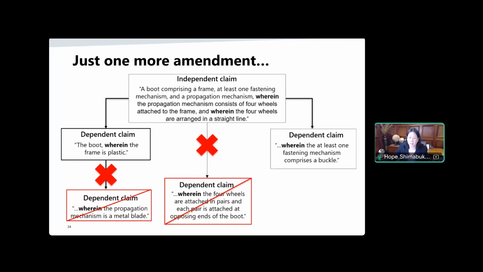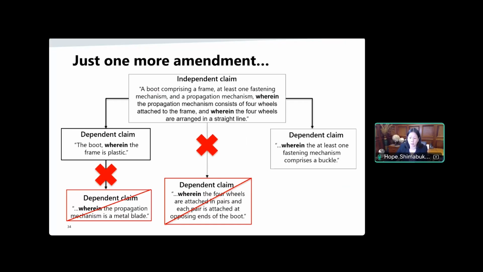And so, as I mentioned before, this is what the independent claim is. However, there's one more claim cancellation that we need to make. Since the independent claim requires the wheels to be in a straight line, that actually directly conflicts with the claim where the wheels are mounted in pairs. So that claim actually also needs to be canceled. And just like before, once a claim is absorbed into the independent claim, like the one at the bottom right, keeping that dependent claim is superfluous and therefore should also be canceled.